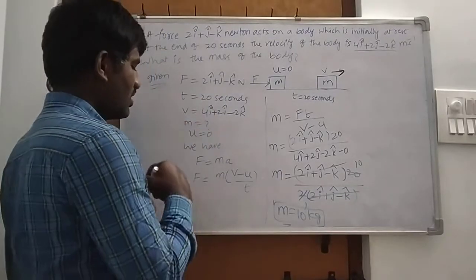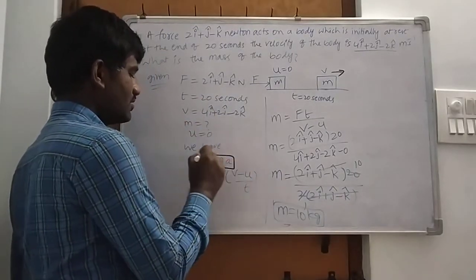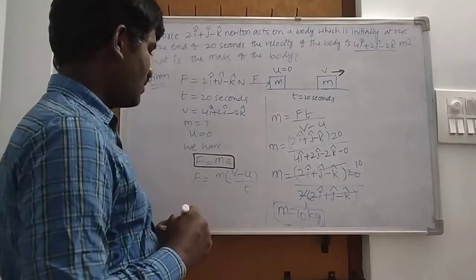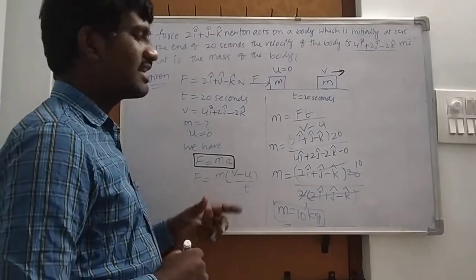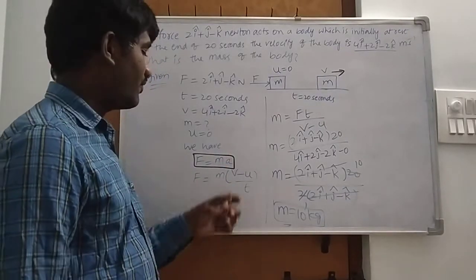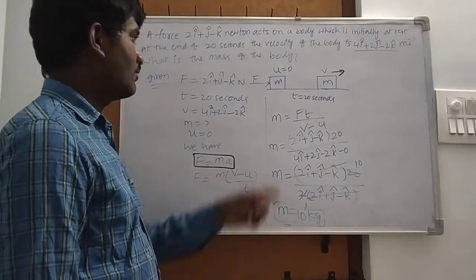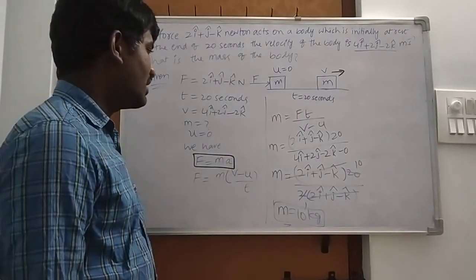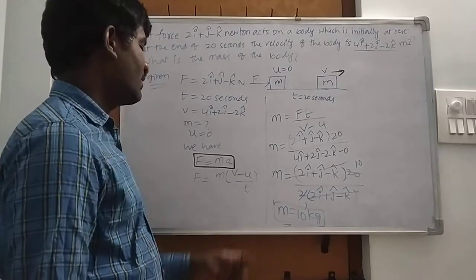We have a formula. According to Newton's second law, F is equal to ma. So F is equal to m times acceleration. What is acceleration? Change in velocity by time, v minus u by t. So here m is equal to F t by v minus u.